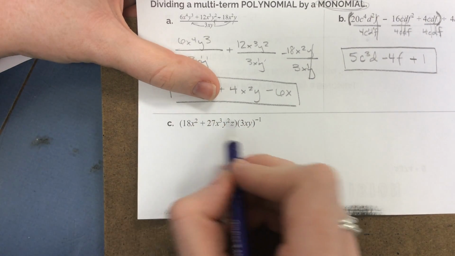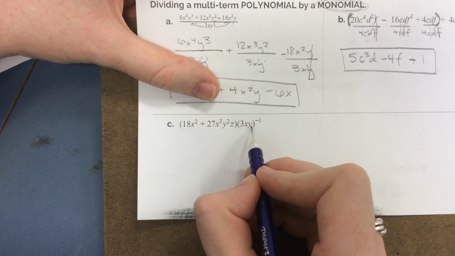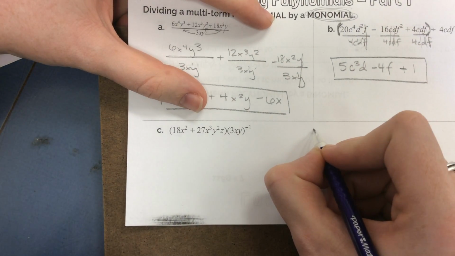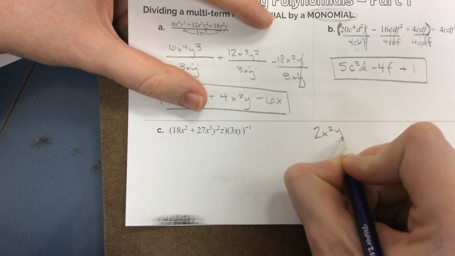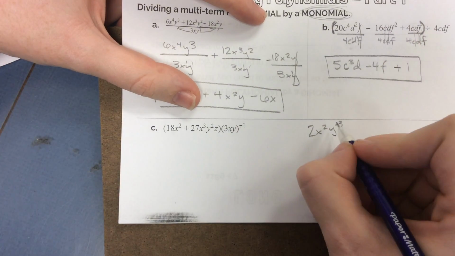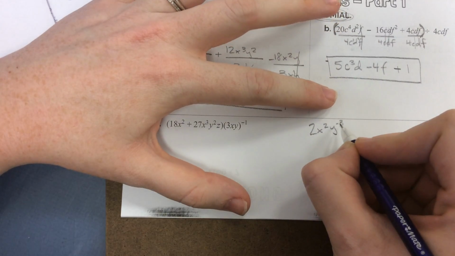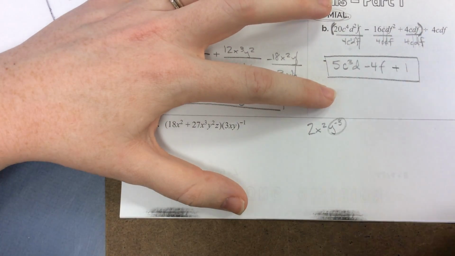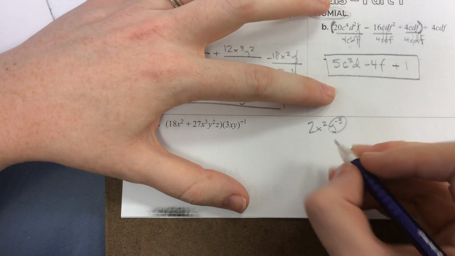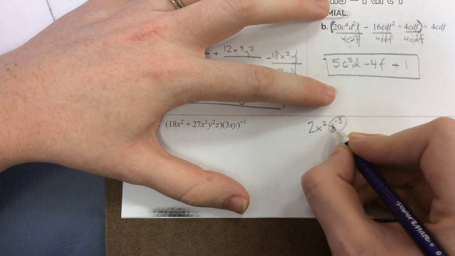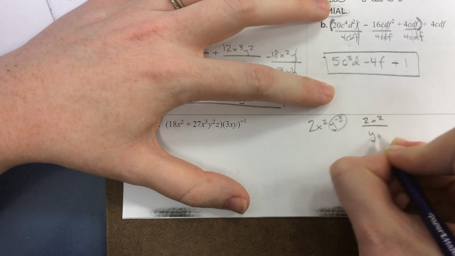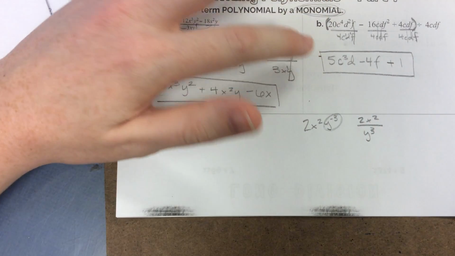Here you have this whole thing times 3xy to the negative first power. Now we already talked about negative exponents. We said that, say you have 2x squared y to the negative third. If you have a negative exponent, it's like dividing by that variable. So instead of writing 2x squared y to the negative third, we would write 2x squared divided by y to the third.